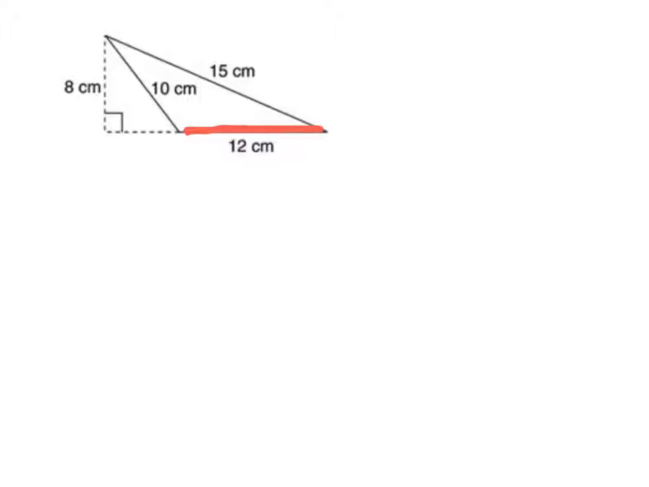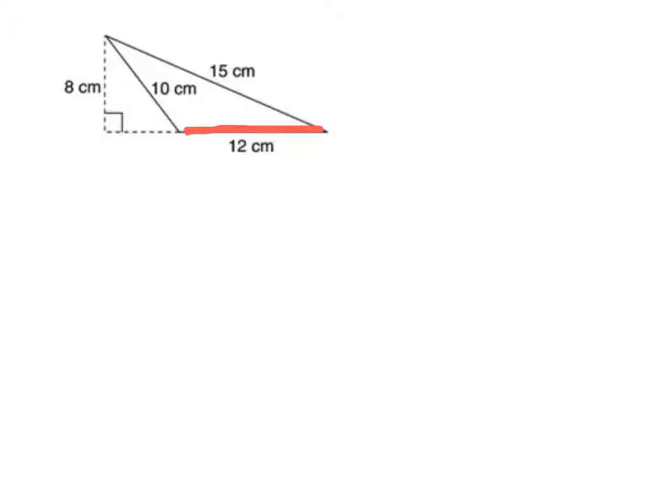You do not need this little dotted piece over here. That is just here to show that when the height comes down and intersects there, it will intersect the base and it will intersect it as a right angle. It is not part of the base, and so you do not have to worry about adding it in. The base of the triangle is the 12.